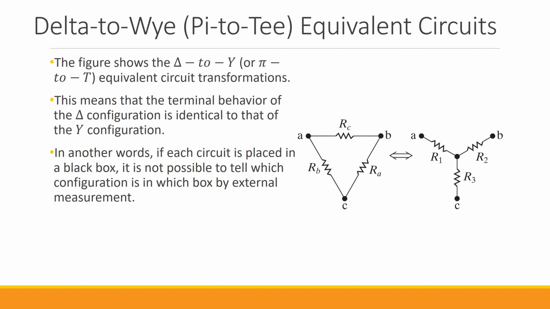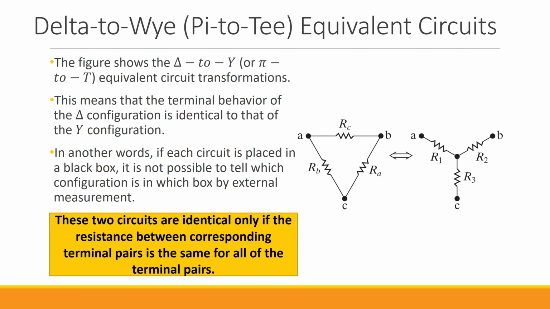So this is a rephrase of what I just said. Equivalent circuit means that the terminal behavior of the delta configuration is identical to that of the Y configuration. In other words, if each circuit is placed in a black box, it is not possible to tell which configuration is in which box by external measurement. So these two circuits are identical only if the resistance between the corresponding terminal pairs is the same for all of the terminal pairs. So we have terminal A, terminal B, and terminal C.